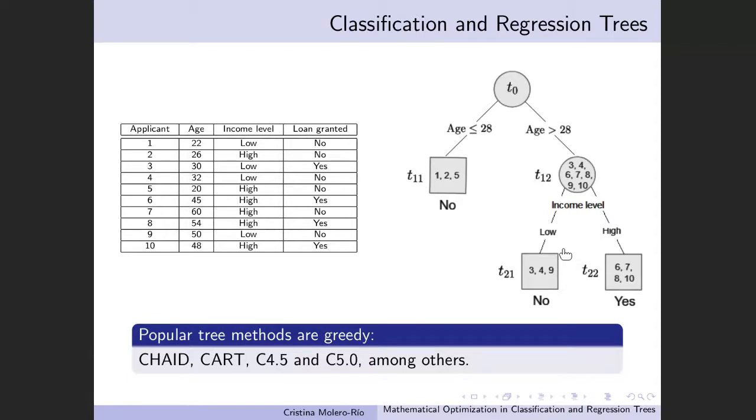So in classification, we have a class label, which is the majority class within the individuals falling in that leaf node. And in regression, we usually have the mean of the values of the response variable.